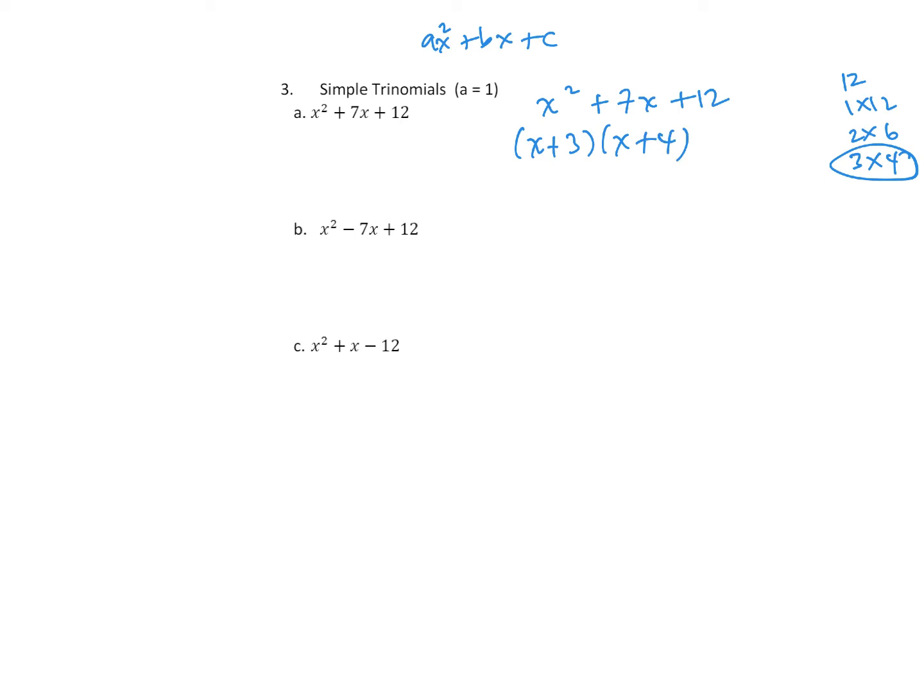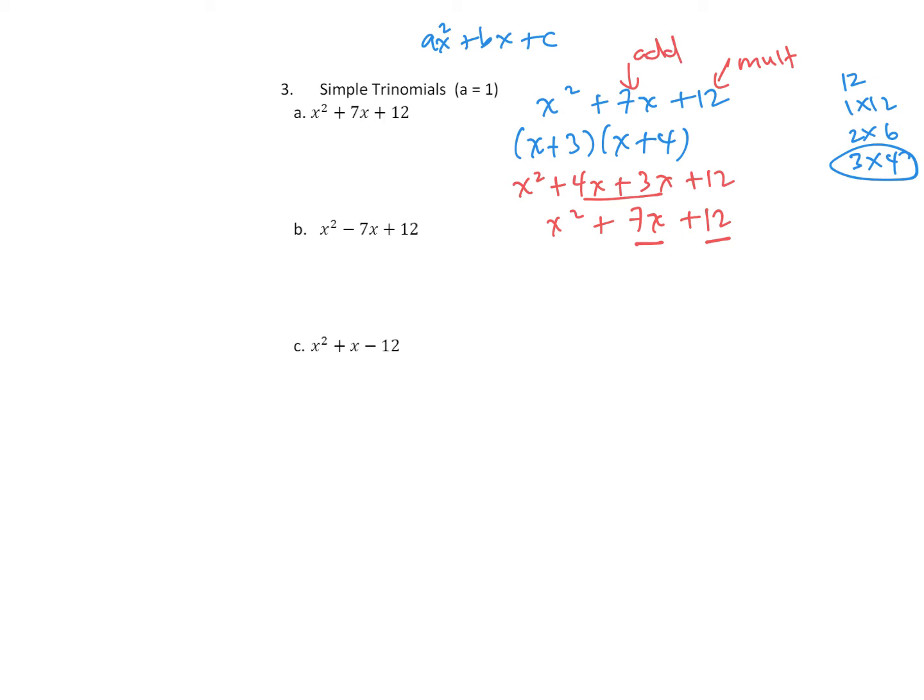So why do we multiply to get the end and add to get the middle? Because if I expanded this, x times x, x times 4, x times 3, and then 3 times 4. Oops, that's a 7. So where did the 7 come from? By adding the 4 and the 3. Where did the 12 come from? By multiplying 4 and 3. So that's why we can look at the two numbers that multiply to get the end and add to get the middle. You just have to be careful of signs.